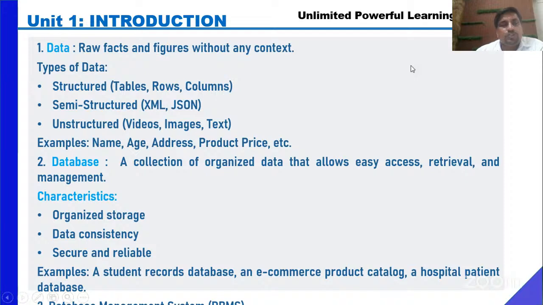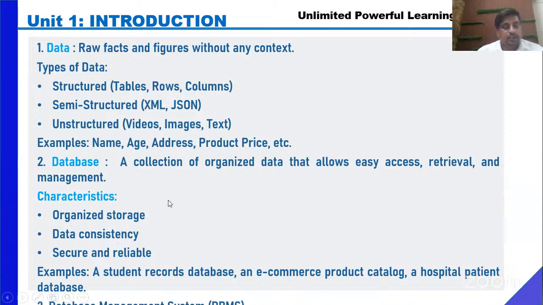Once you understand data, now how do you logically group such information? If I want to perform certain operations, then we have to group it in such a way that instead of each field, I can operate on one certain set. So that is how the database evolved. It is nothing but a collection of organized data that allows easy access, retrieval and management.